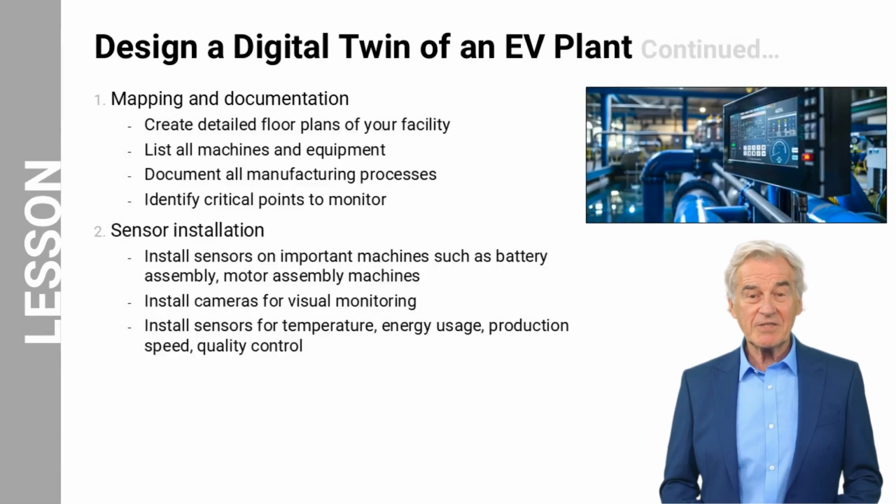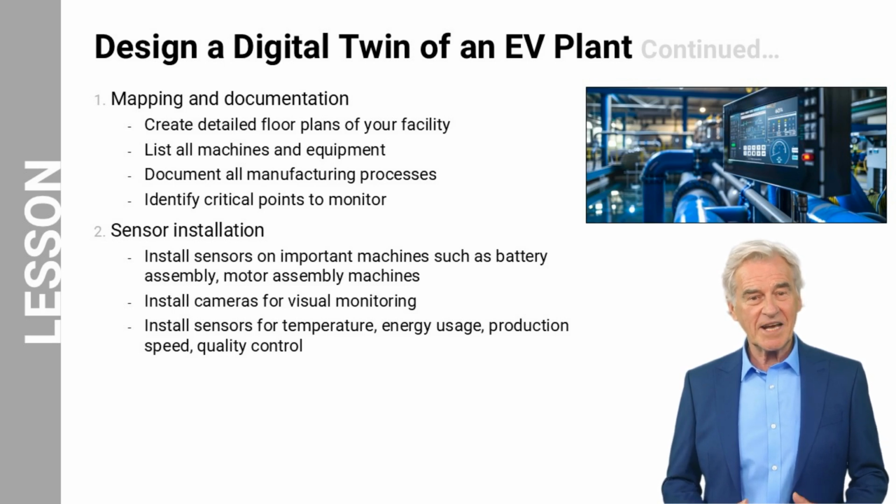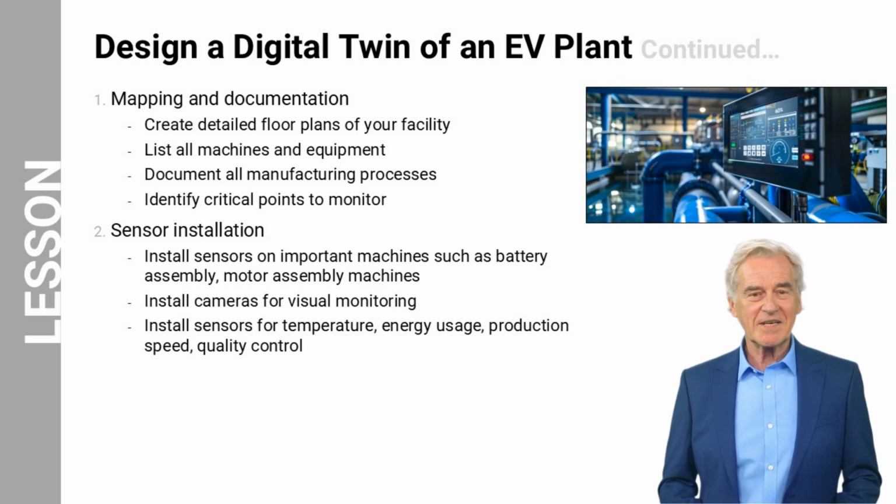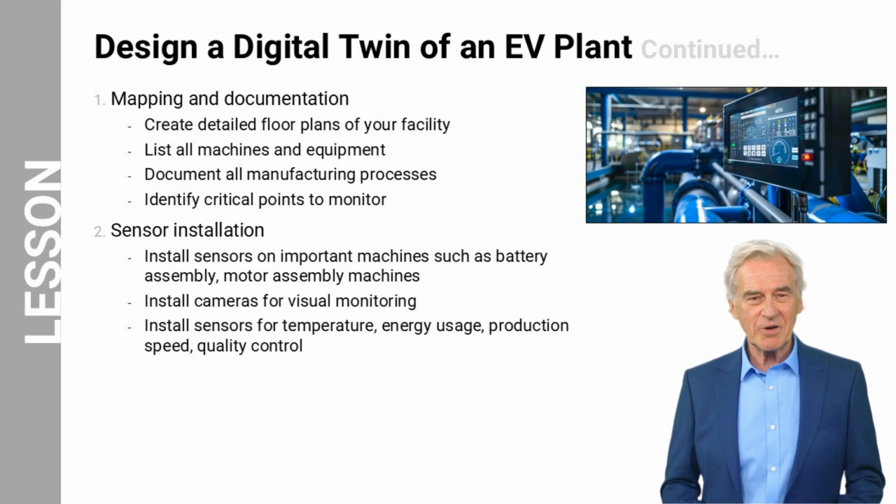The first two phases of creating a digital twin for an EV plant focus on documentation and sensor deployment. Initial mapping requires developing detailed floor plans of the facility, creating complete lists of all machines and equipment, documenting every manufacturing process, and identifying the key points that need monitoring. Once the mapping is complete, sensors are installed strategically throughout the facility. These include sensors on critical equipment like battery and motor assembly machines, surveillance cameras for visual monitoring, and specialized sensors that track temperature, energy consumption, production rates, and quality metrics.